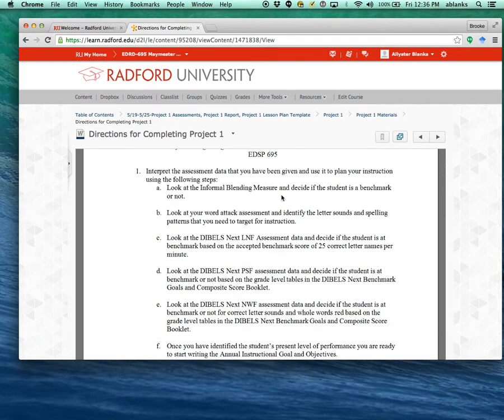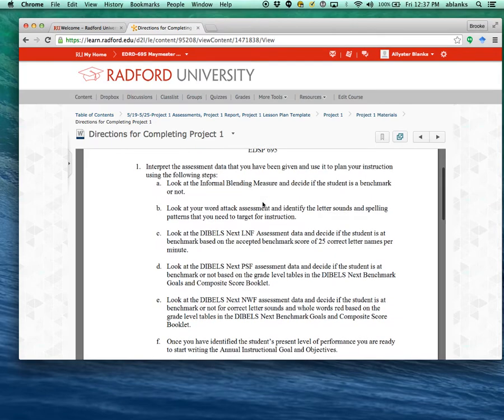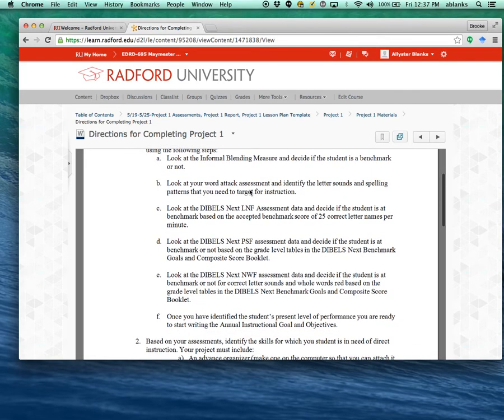This tells you exactly what you're supposed to do. The informal blending measure is the blending measure that you have in your DIBELS folder, and it's not a DIBELS assessment, it's an informal assessment, and there's a video in there that tells you exactly how to give it. The word attack assessment is the same thing.